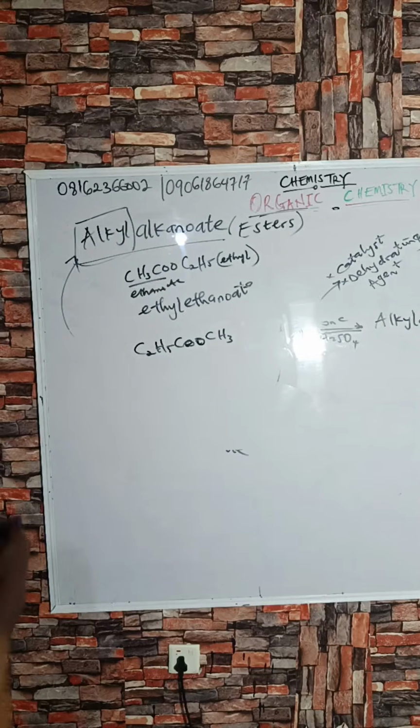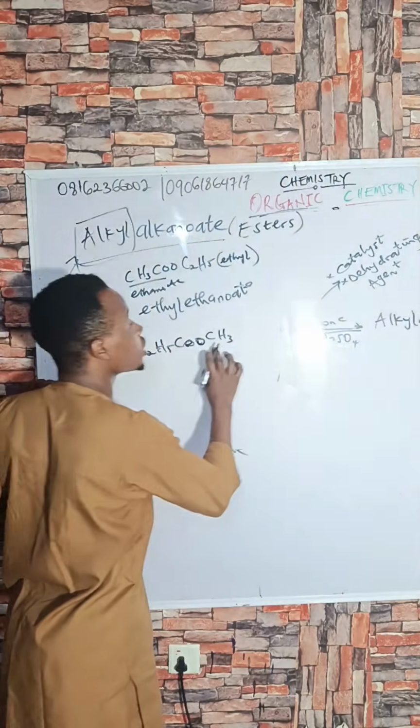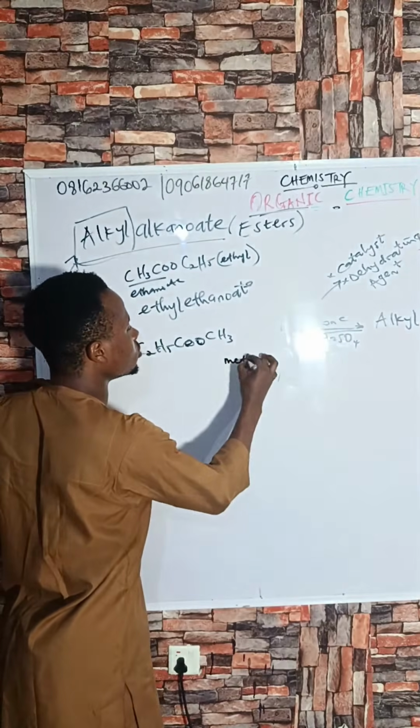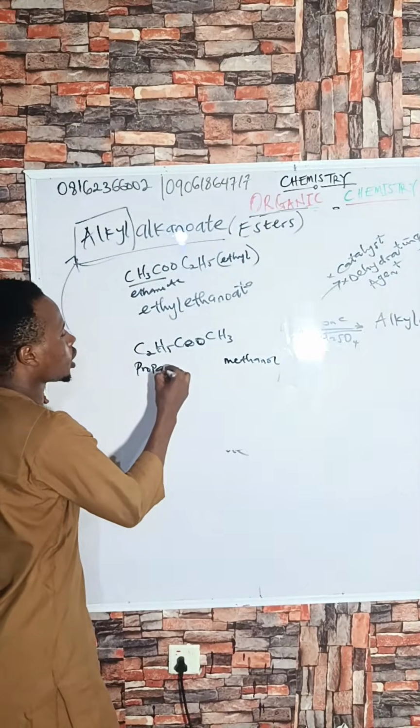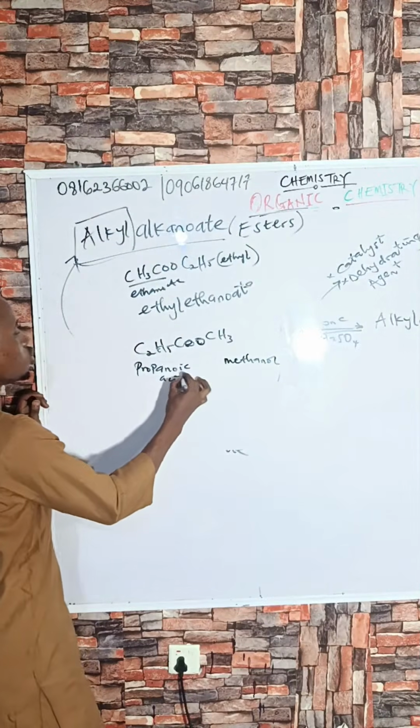All right. So if we split it, of course, this is our alkyl. So this is methyl. So you know it's going to be methanol. And then this one is prop. So that's going to be propanoic acid. I want to believe that you should be able to draw those structures.